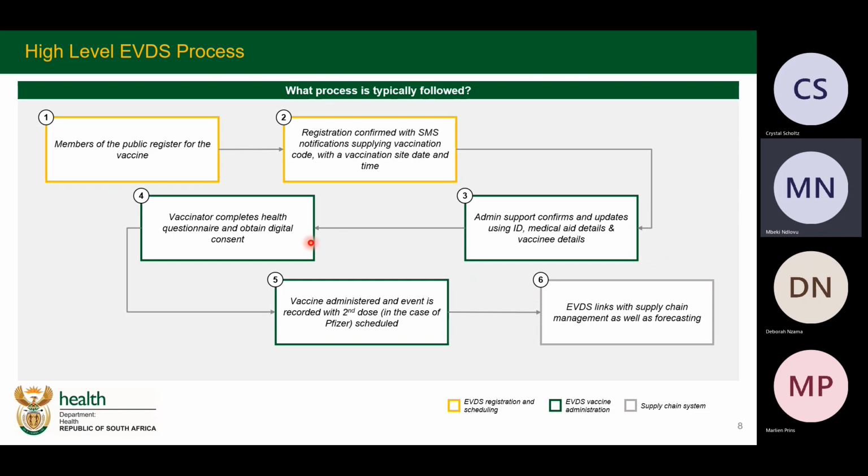Once that is done, step number 4, the vaccinee gets to meet the vaccinator, and the vaccinator completes the health questionnaire and obtains consent. Once consent has been obtained, step number 5, the vaccine is administered, and this event is recorded on the EVDS. Once that is complete, step number 6, the EVDS links with supply chain management as well as forecasting. So those are the 6 main steps that we need to be cognizant of.